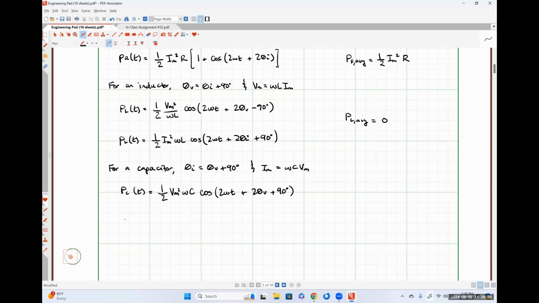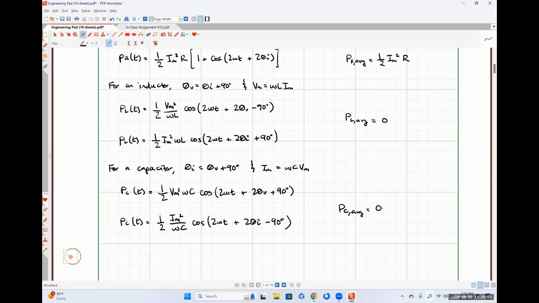In terms of our current, this is going to look like 1/2 Im squared over omega C cosine twice omega t plus twice theta I minus 90 degrees. And our average power is just the DC part of our instantaneous power, which is once again 0.